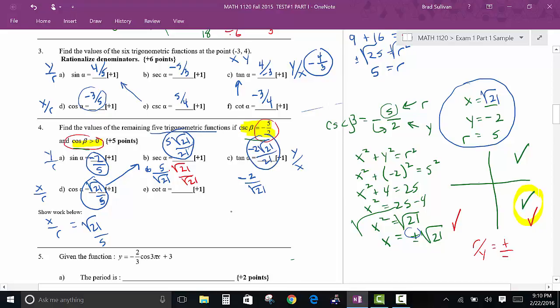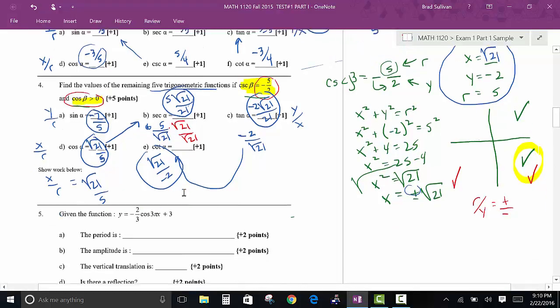Like that. Then the cotangent's going to be x over y. So x is root 21, y is negative 2. So you have a negative answer like that. Okay, so that's how you piece that one together then. Okay, now we'll get a little bit into the graphing.